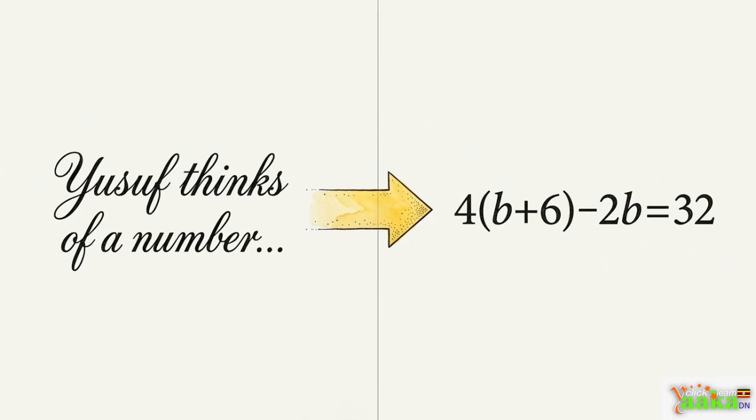We'll translate a series of English instructions into a single mathematical equation. Look at how this diagram builds. Yusuf takes an unknown number, b, and adds 6. He then multiplies that entire sum by 4. Notice the brackets. They tell us that the 4 must be distributed to both the b and the 6. Finally, he subtracts twice his original number and sets the final outcome to exactly 32.